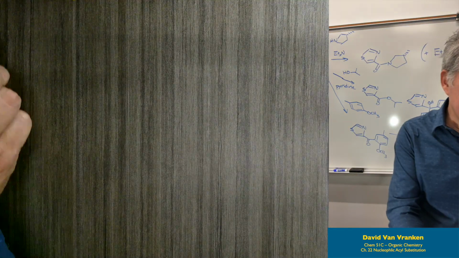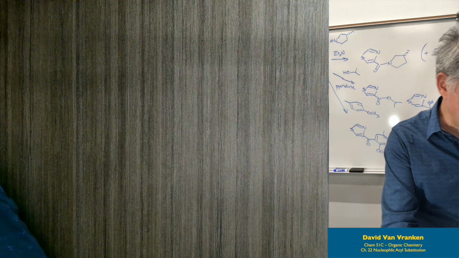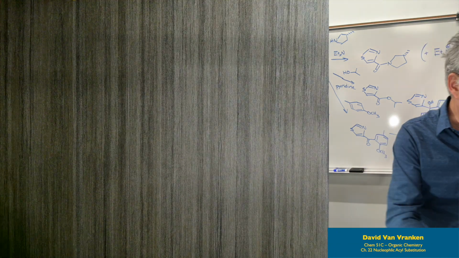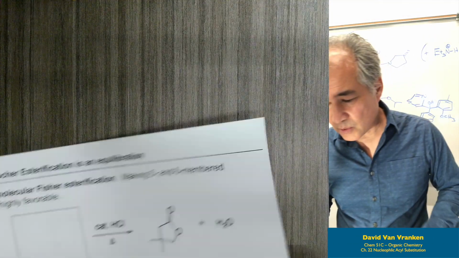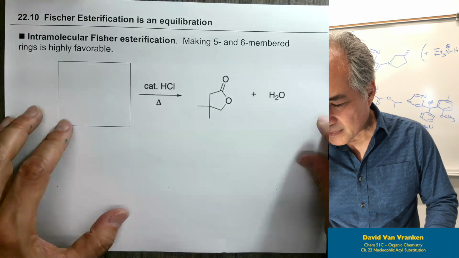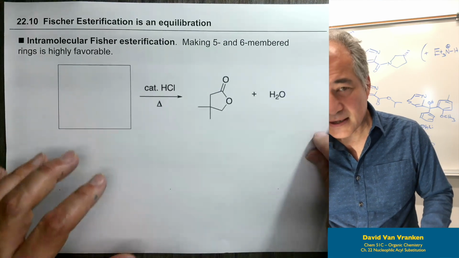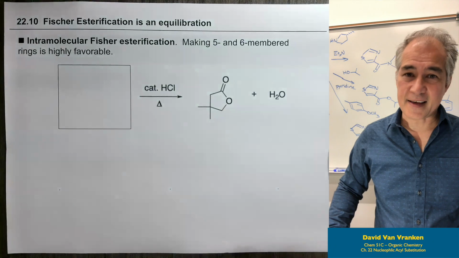Now, again, it's an equilibrium reaction. You've got to do something to drive that equilibrium. And one thing you can do is add an excess of alcohol. But in the case of cyclic substrates, there's no way to add an excess.